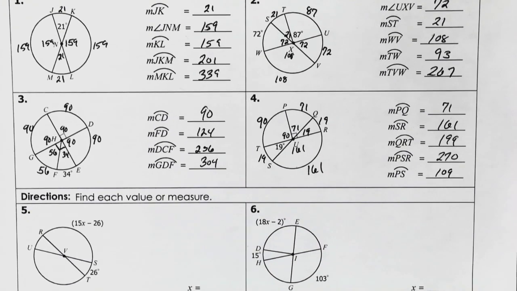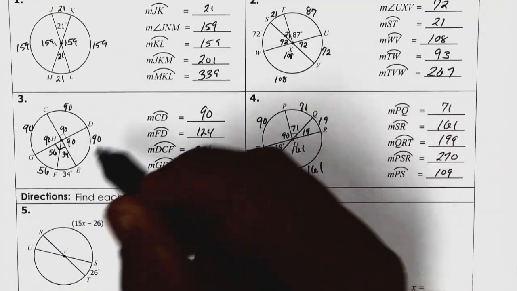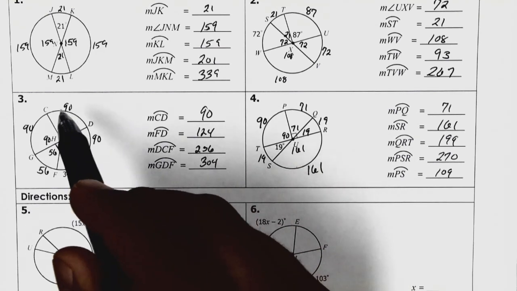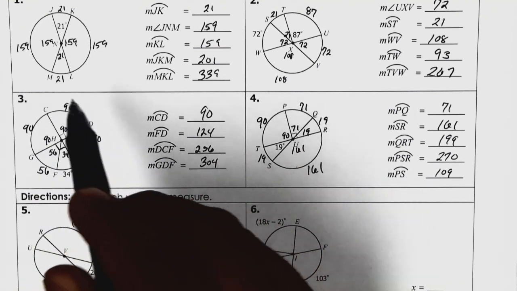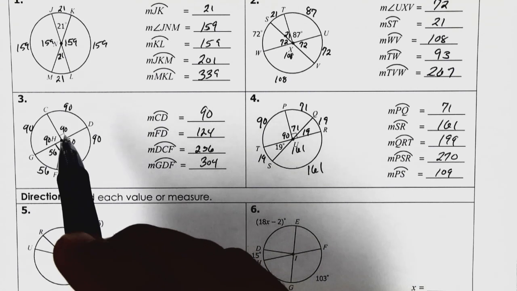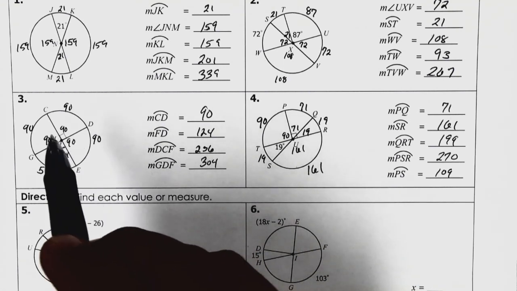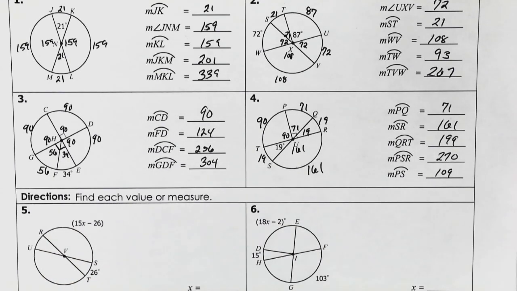It is very important that you label all of the parts of your circle so that way you can get all of your arc measures. Remember that a full circle has to be 360. Remember your rules with like the 90 degrees and the 180s and your vertical angles. That'll make this so much easier.